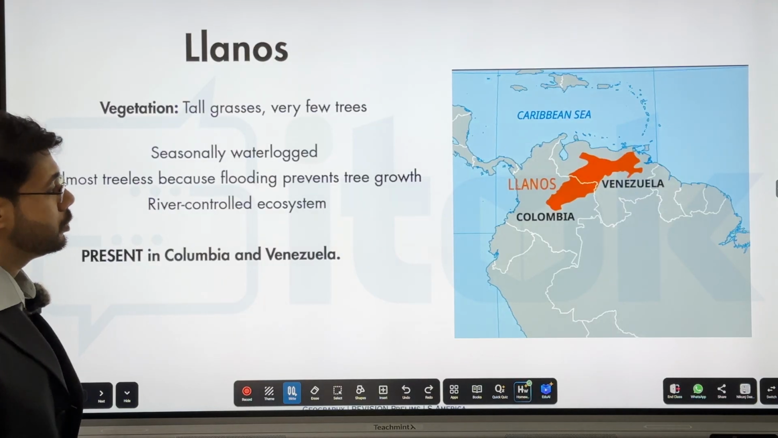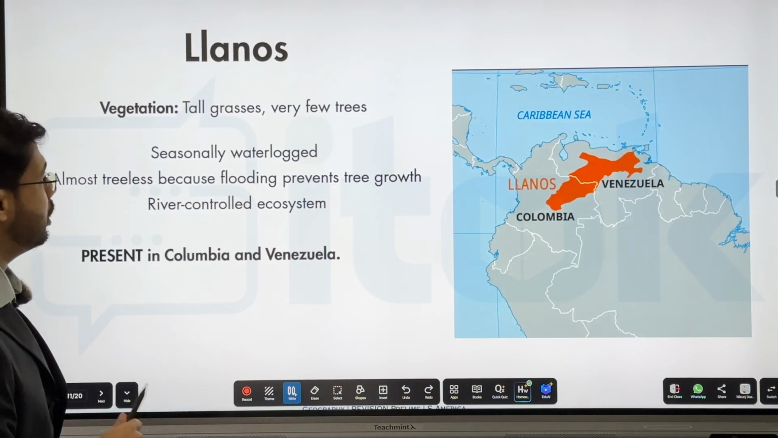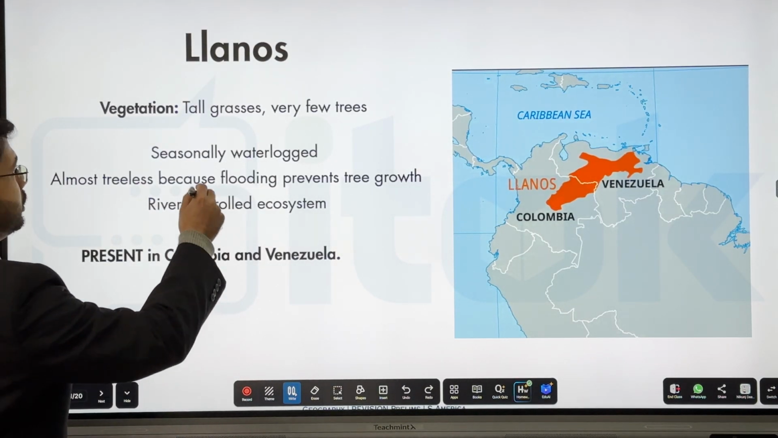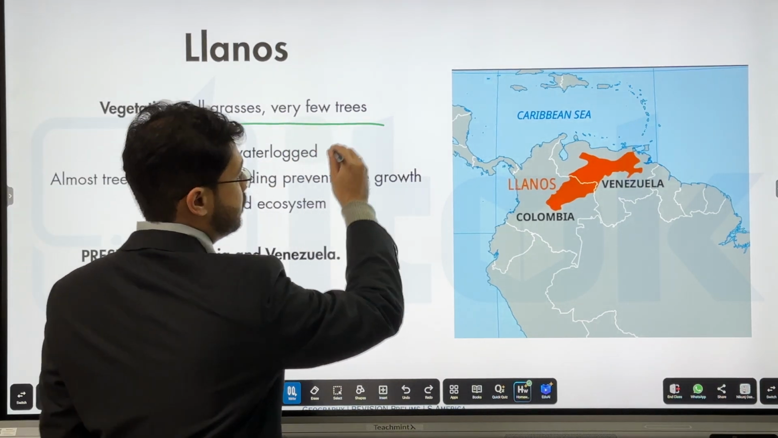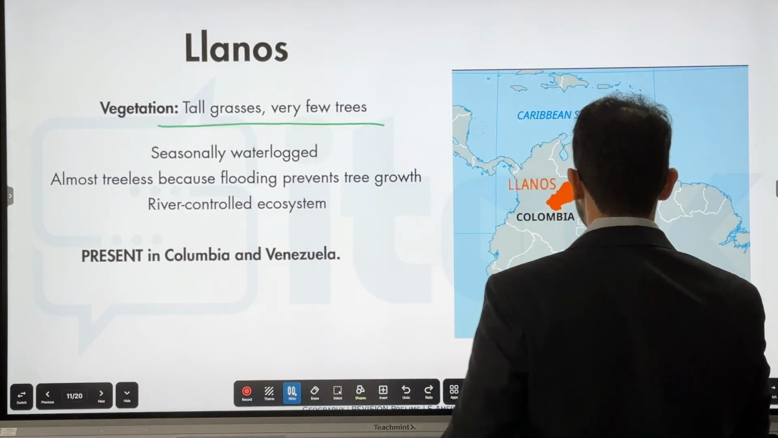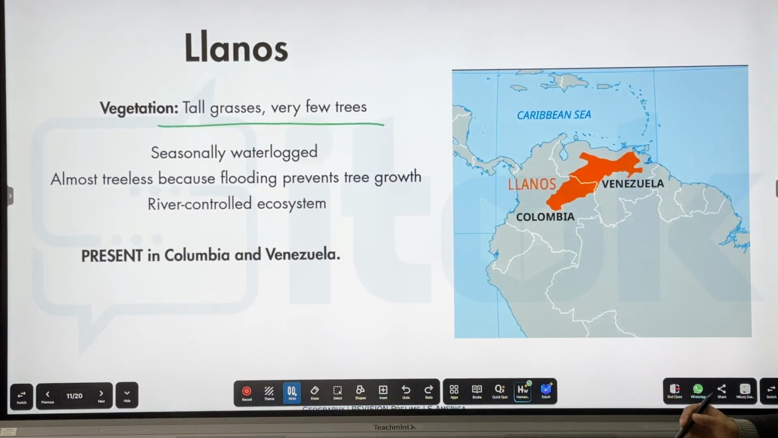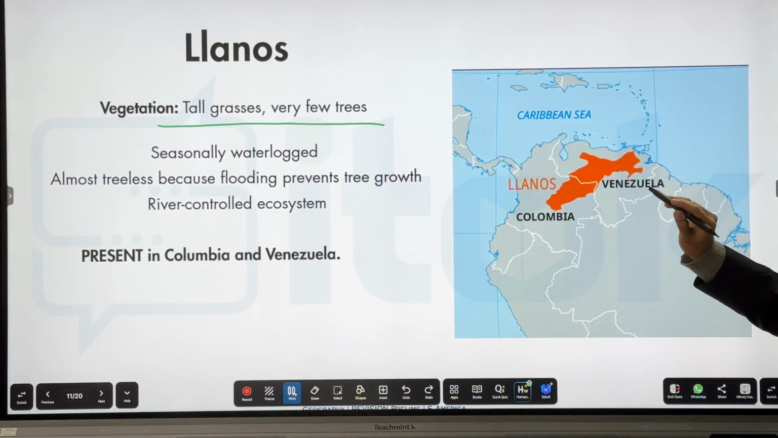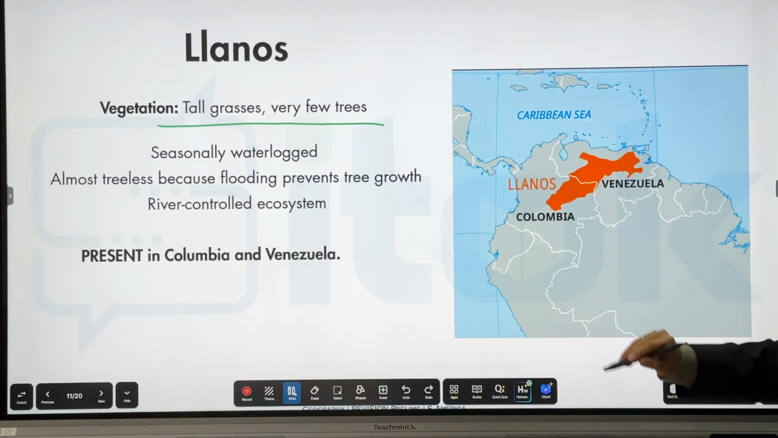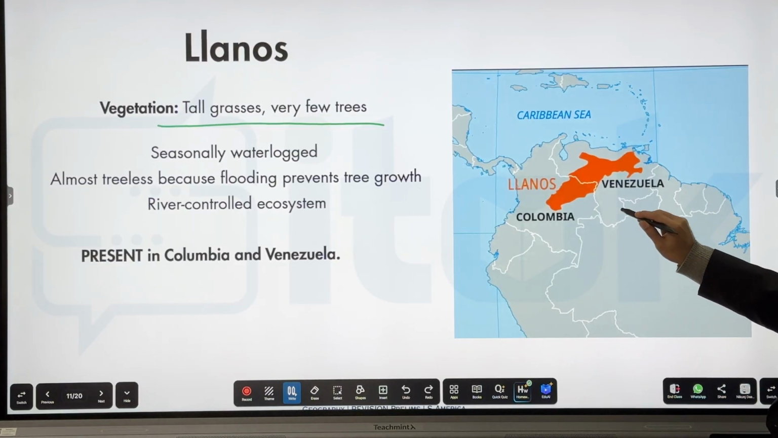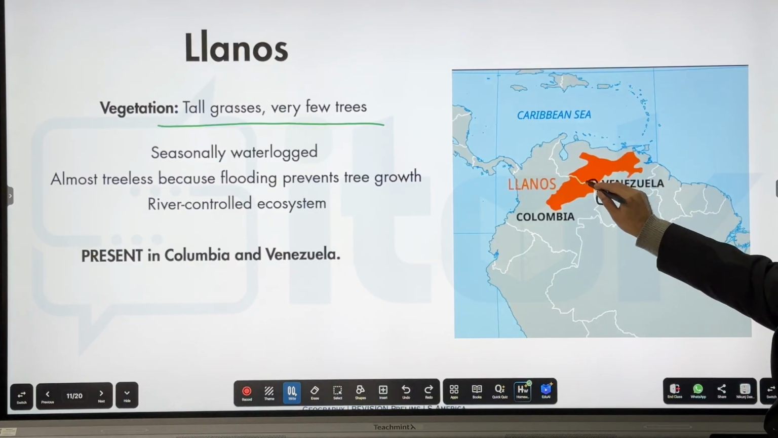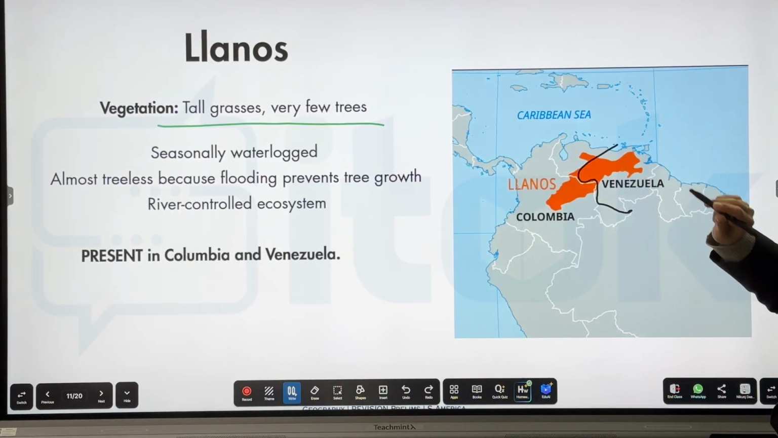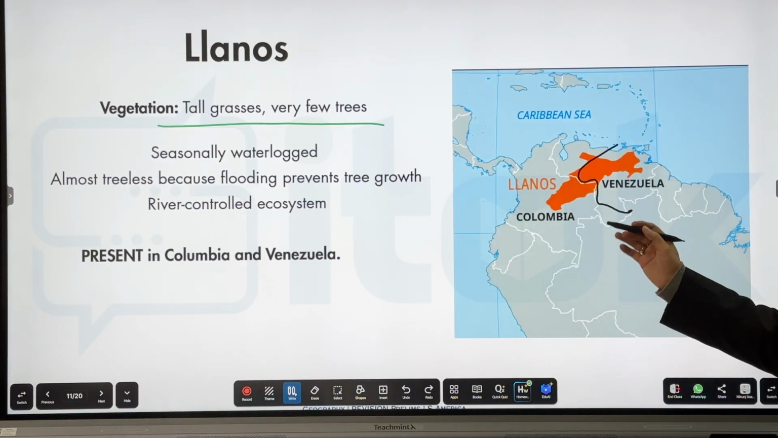First is Llanos. So we covered the Amazon rainforest. Llanos is tall grasses, very few trees. And this forms somewhere north. Now, a very important part of this grasslands is the Orinoco River, which, as mentioned before, flows somewhere here, forms a boundary between Colombia and Venezuela, and then goes into the Atlantic Ocean. So this is present in both Colombia and Venezuela.